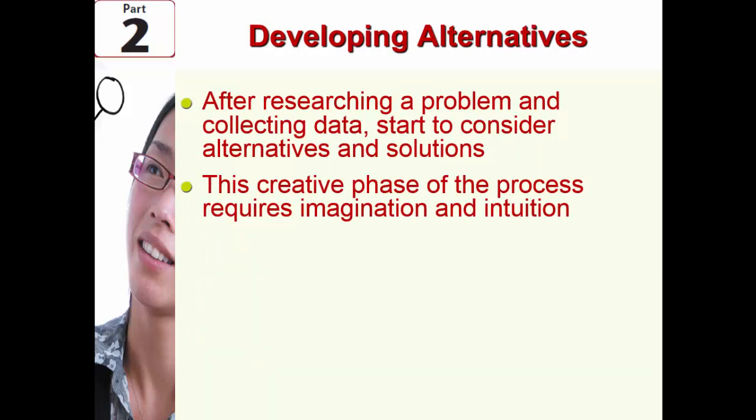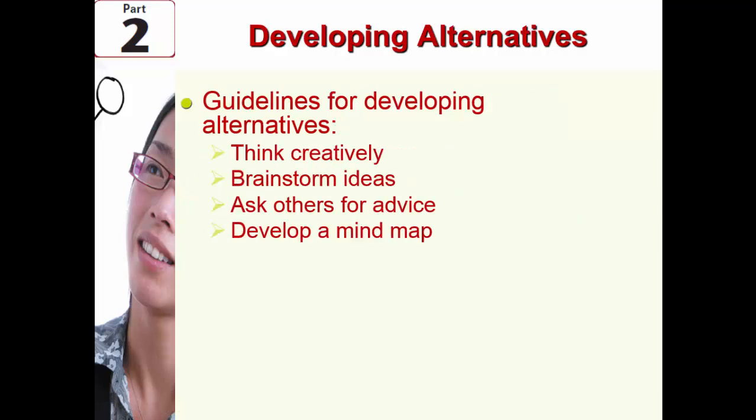Now, after we've been looking at our data, we might be able to start developing some alternatives. As we develop alternatives, we're going to be trying to be as creative as we can. If you've heard that old saying, think outside the box. We don't want to just be coming up with solutions to the problem that are the same old solutions that we've always had before.